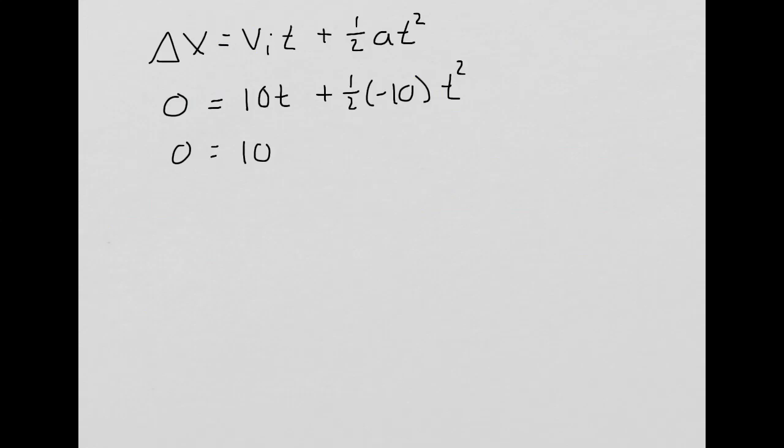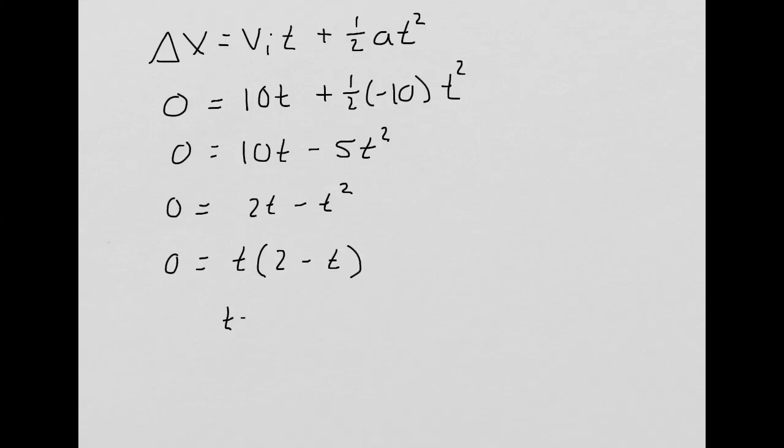0 equals 10t minus 5t squared. Divide by 5, so 2t minus t squared equals 0. Factor out a t, so t times (2 minus t). And solving for t, I get that t equals 0 and t equals 2. Okay, and that's in seconds for both of them.